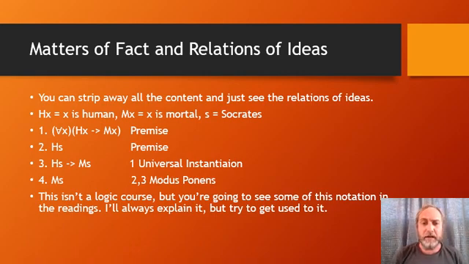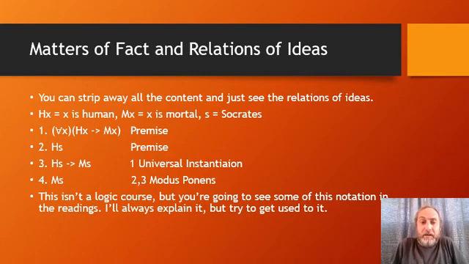So here's the argument, with everything stripped away except the symbolization. The capital HX means X is human, so you can plug in anything for that X. Call little s Socrates. If I say HS, that means Socrates is human. If Nate was little n, HN would mean Nate is human. And MX means X is mortal, so capital M, little s would mean Socrates is mortal. That's how the convention works.